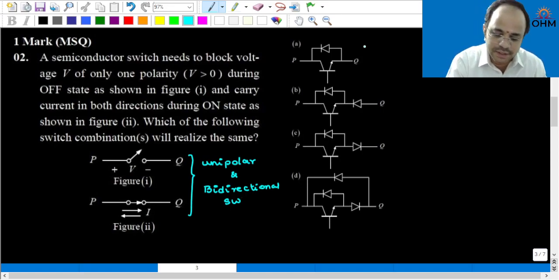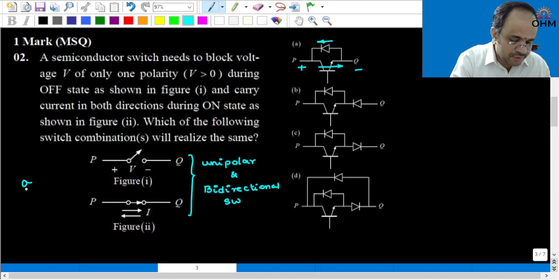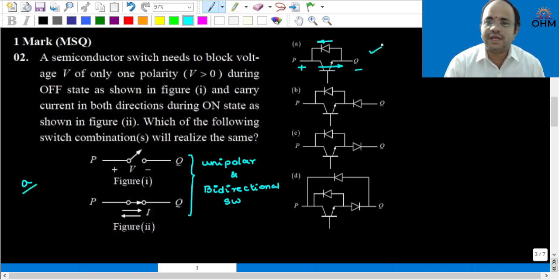Now let us come to the options one by one. Option A is simply a transistor with a diode in anti-parallel. Therefore, this switch can block voltage of one polarity between the terminals P and Q. Then it satisfies the unipolar property, and when the transistor is in the conduction state, it can carry current in this direction. When the diode is in conduction, the current can flow from Q to P. Therefore, option A will satisfy the given requirement.